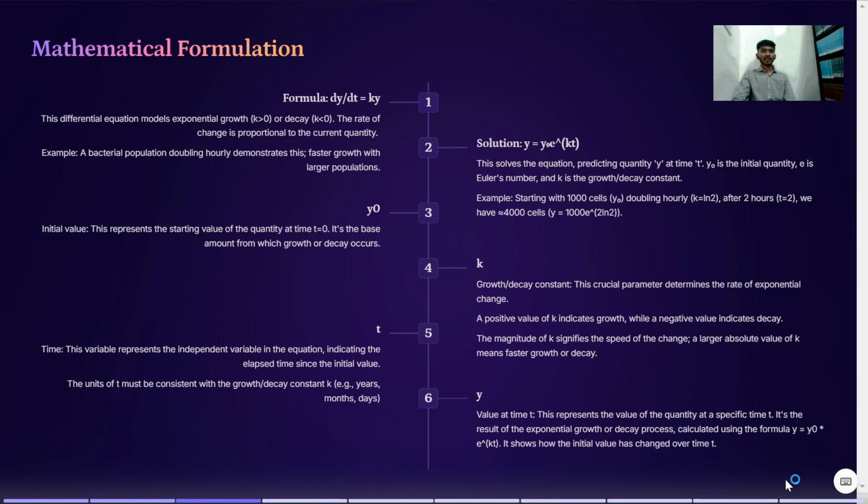The variable y. Value at time t. This represents the value of the quantity at a specific time t. It is the result of the exponential growth or decay process, calculated using the formula y is equal to y naught multiplied by e raised to the power kt. It shows how the initial value has changed over time t.